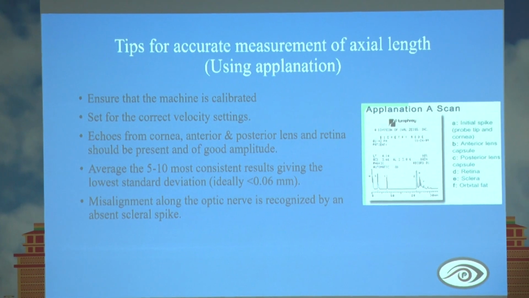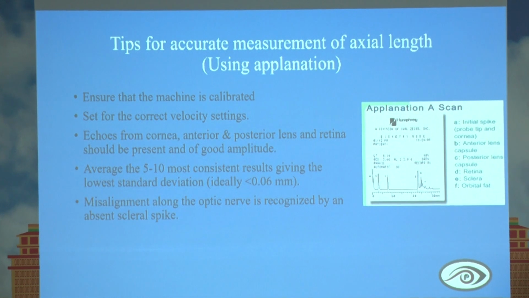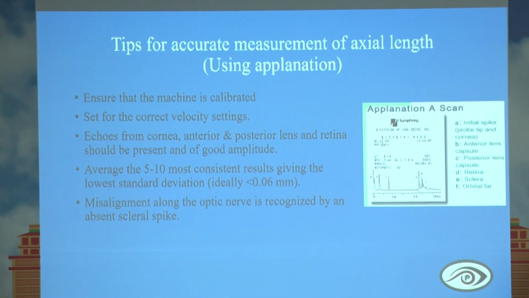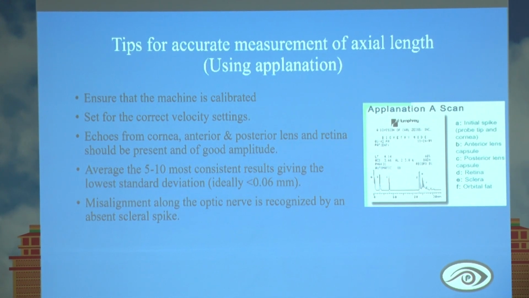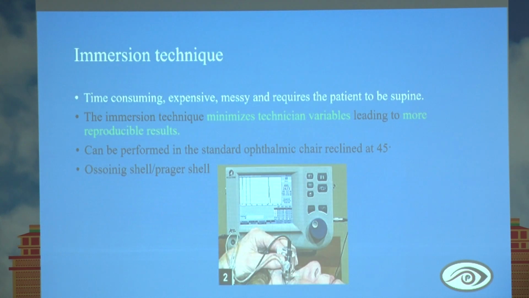So, a tip for accurate measurement of the axial length: always make sure that the machine is calibrated very well. Always look for the echoes from the cornea, anterior and posterior lens, and also the retina, which should be present in very good amplitude. Always take a minimum of 5 to 10 readings, which is very, very important. There are difficult situations where you may have to adjust the gain. You have to increase the gain in case of dense cataract, or decrease the gain in case of silicon filled eyes and also in pseudophakic eyes.